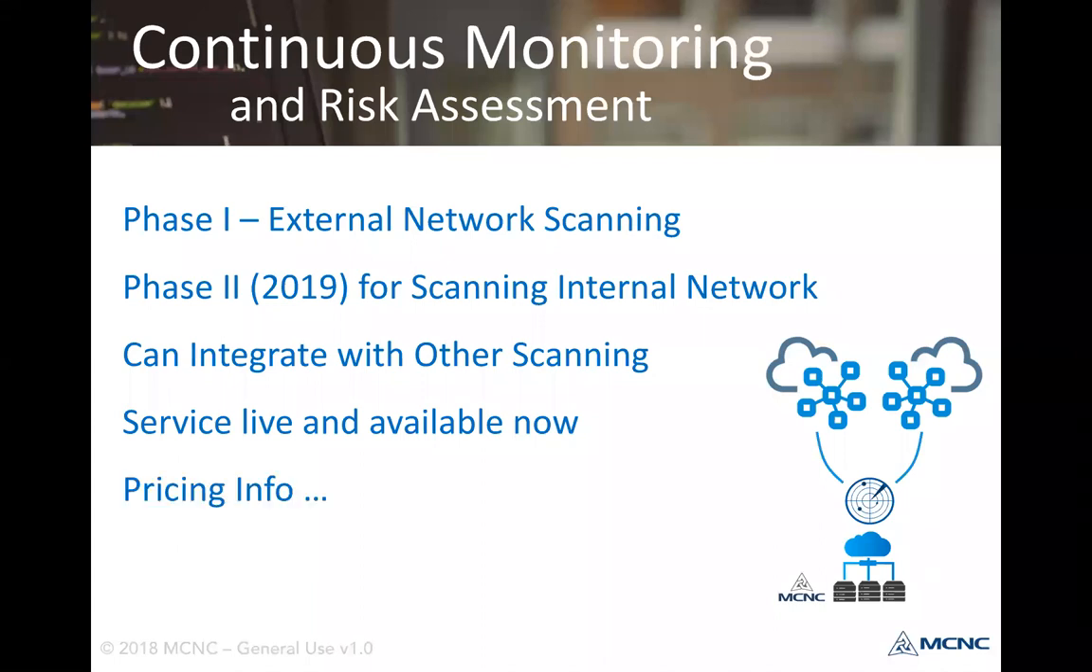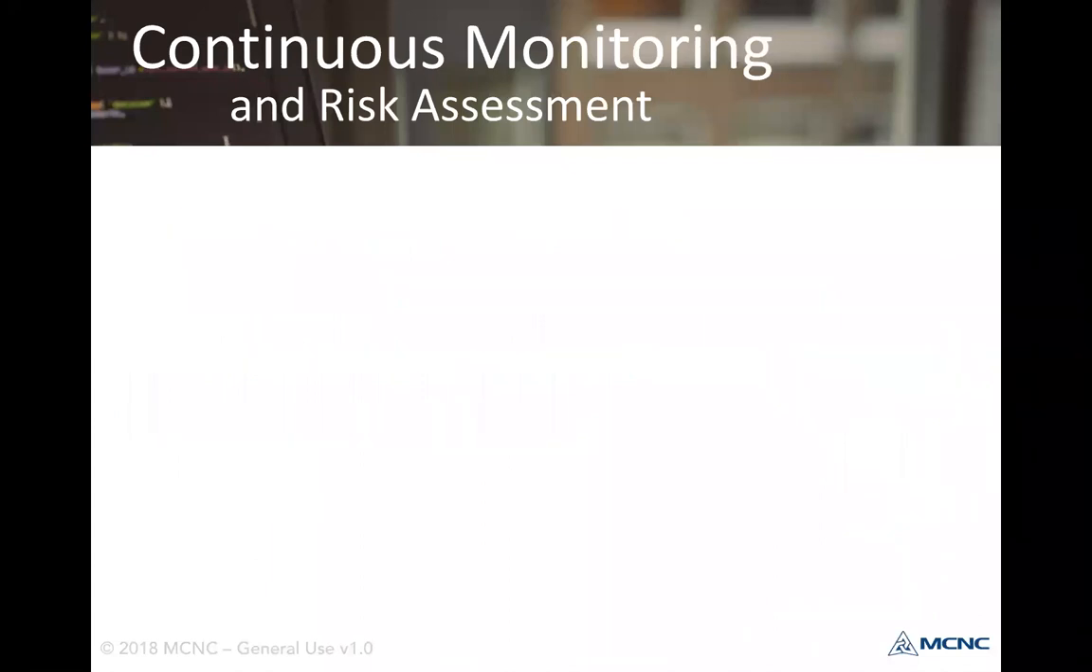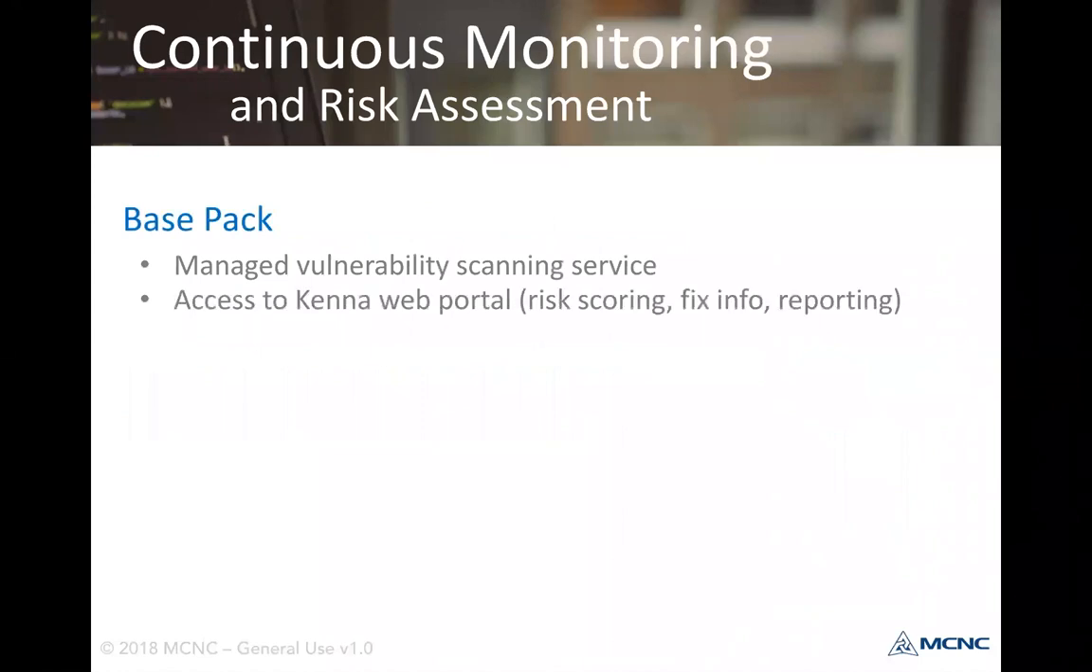So let's talk a little bit about pricing for this service. There are really 2 ways to purchase this service. The first is what we're calling the base pack, and that includes the managed vulnerability scanning service, access to your Kenna web portal, which is what we were looking at in the demo, which has all the risk scoring and the reporting and the information on how to fix issues. And it includes continuous scanning for up to 100 IP addresses. For most of our customers, that should be enough to cover scanning their external network perimeter.